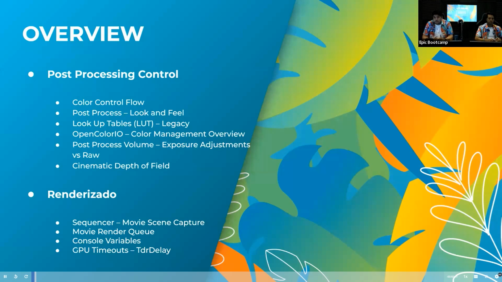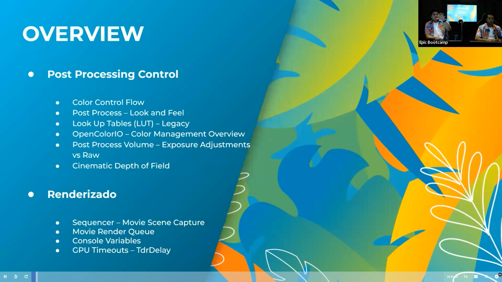Lastly, we will be talking about Sequencer. We will take a look at the tool that we have been using so far, the Movie Scene Capture, but then we will take a leap forward to the Movie Render Queue, which is the most common tool used to render cinematics inside the engine. Also, we'll talk a little bit about CVARs, so console variables, and then take some time to look at the GPU timeouts or TDR delays that you could find in the meantime.